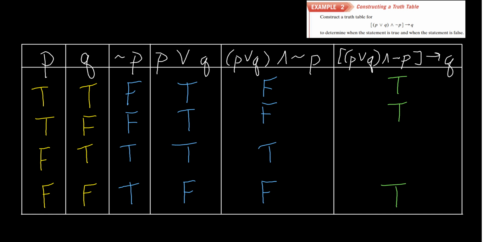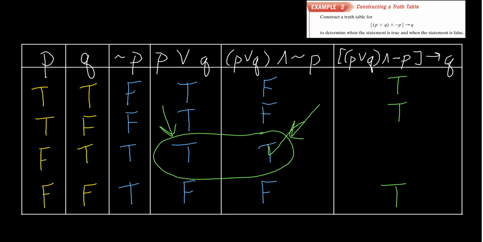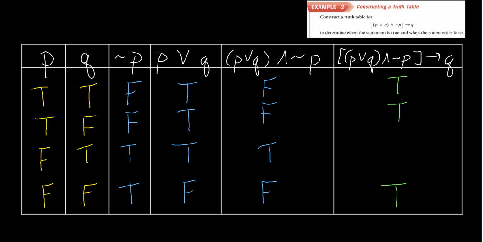So now we're looking at this statement. The antecedent is this one, and the consequence is this one. In order for it to be false, the antecedent must be true, which we have, but the consequence must be false, which we don't have. Since the antecedent is true and the consequence is true, we have a true statement here. So the truth table of P or Q and not P implies Q is always a true statement, right?